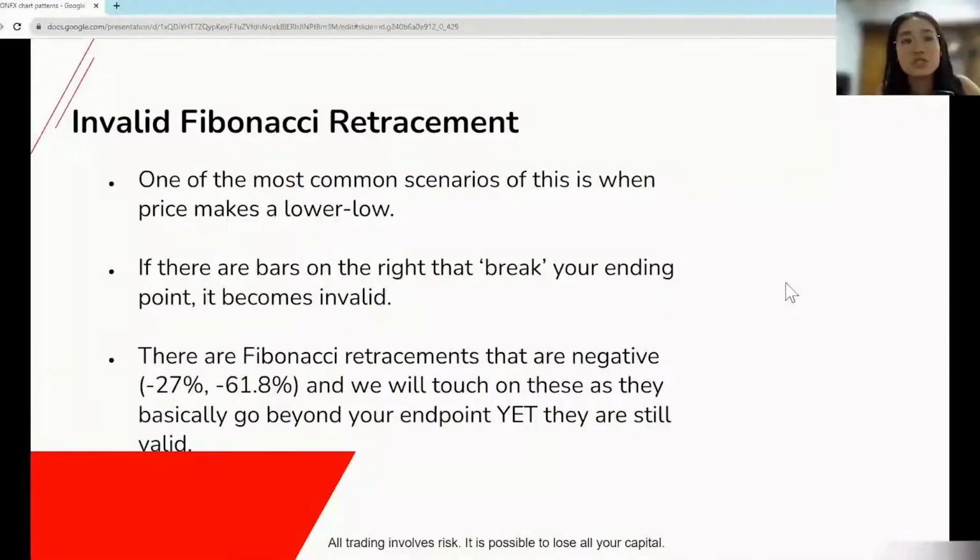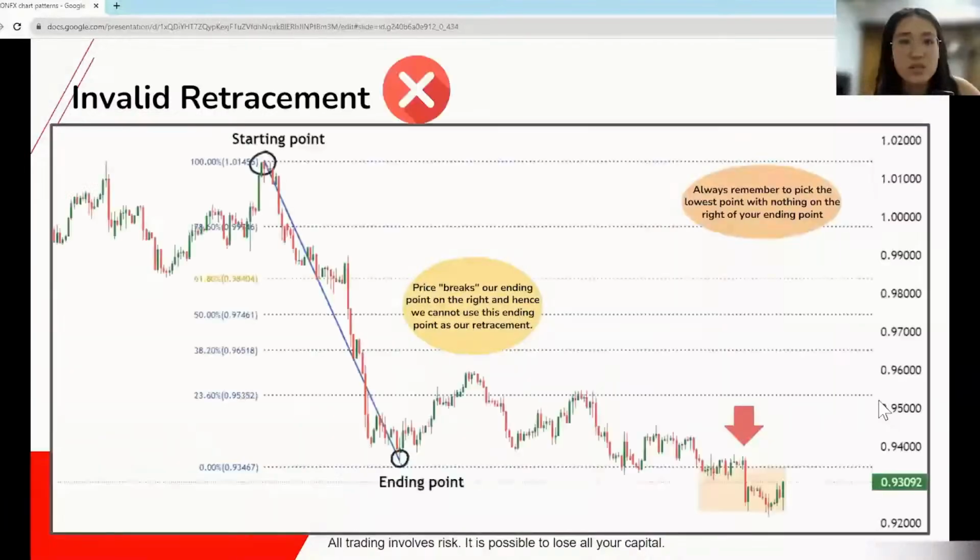So an invalid Fibonacci retracement occurs when price makes a lower low. If there are bars on the right that break your ending point, it becomes invalid. So I'll show you guys what I mean. This is what we mean: bars on the right that break out of this lowest point. Because this is no longer the lowest point, it cannot be your ending point. So we always want to remember to pick the lowest point with nothing on the right of your ending point. This is a bad example to use for a Fibonacci retracement, basically, because price has already broken out of it.